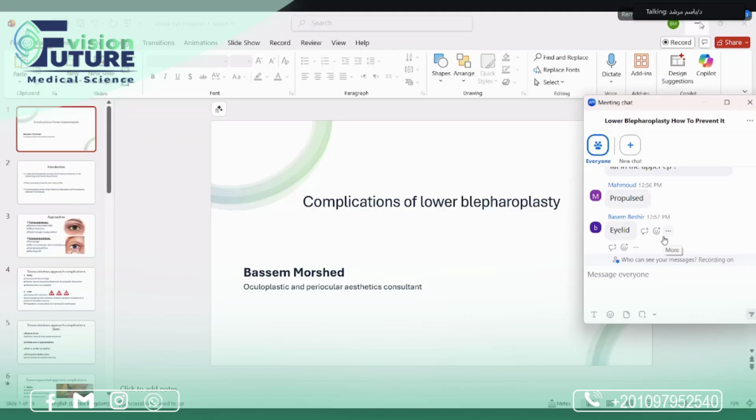Sometimes you will notice that the texture of the fats itself is very fragile. They don't have this strong constituent. So in those cases, also I will always tend to preserve more fats than needed because they have a tendency for fat atrophy.